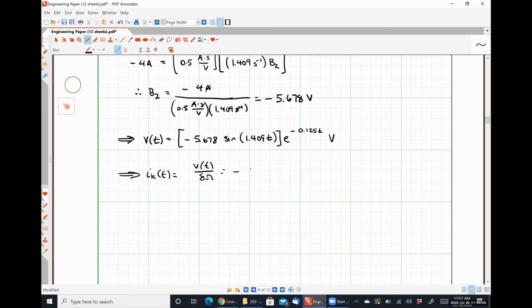Negative 709.723 sine 1.409t e to the minus 0.125t milliamps.